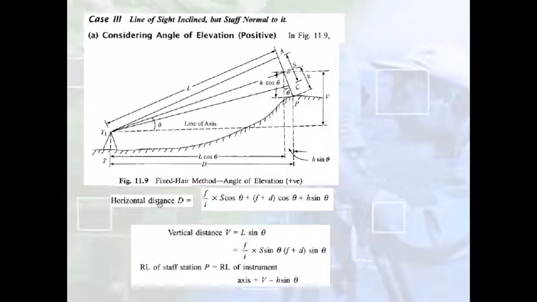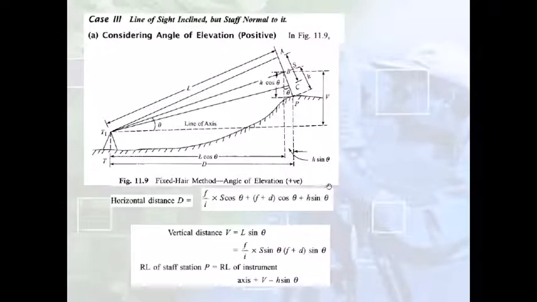Now when we calculate the horizontal distance d, the equation becomes this one, f4I into s, where s is again the upper staff minus the lower staff, so the staff intercept. But now in this case, the staff is not held vertically, it is held at 90 degrees to the line of sight, plus f plus d, which is the additive constant, into cos of theta, plus h sine of theta.